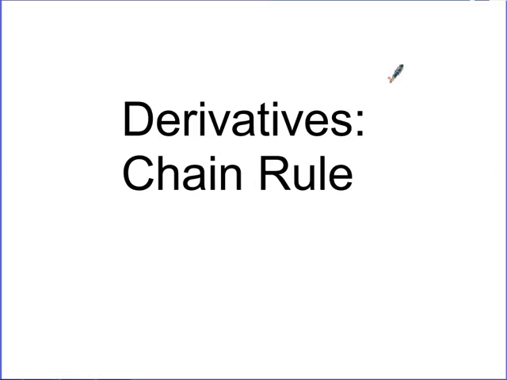All right, so far, guys, we know 3 rules for taking derivatives. What are those 3 rules? Power rule, quotient rule, and product rule. All right, so our last rule, guys, is the chain rule.